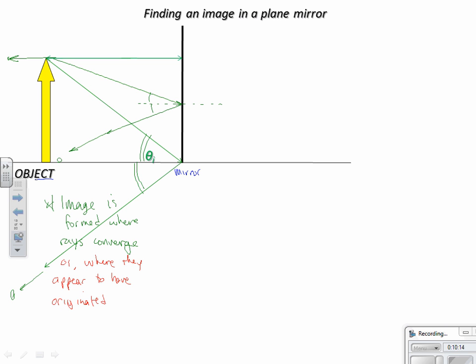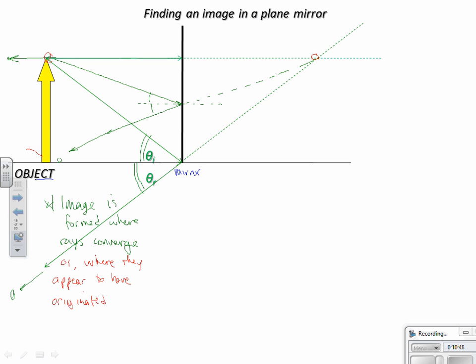Now these appear like they might have originated somewhere back here. We trace that one back, we trace this one back, and even if we traced this one back, tricky freehand, oh yeah, no coincidence, these rays all look like they originated at the same place. And therefore, that's where the image of the top of that arrow is. That tells us where the image of the top is. The image of the top is right here.